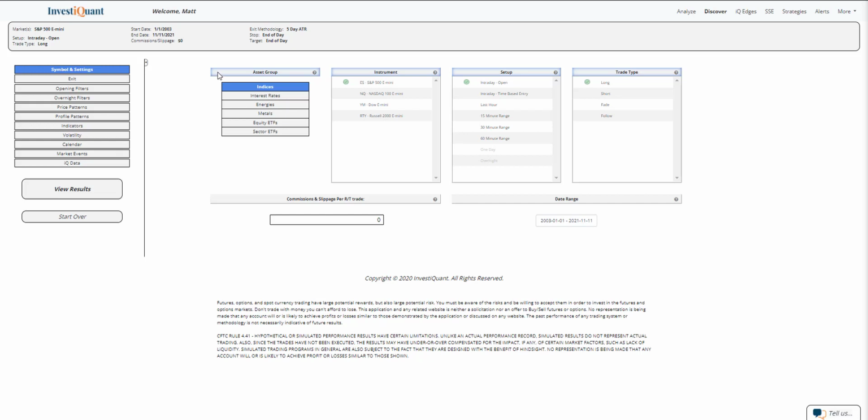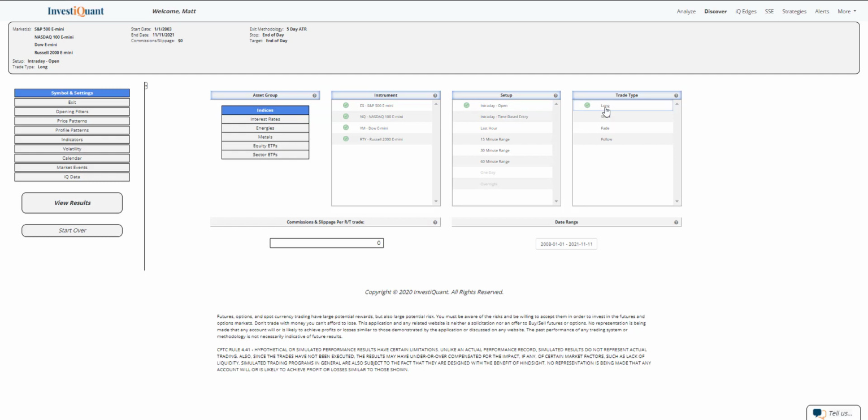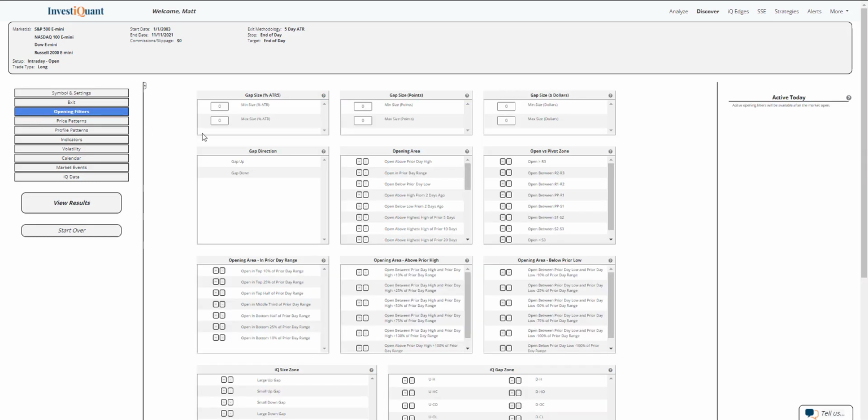So let me go ahead and set this up and show you how to do it here in Discover. We'll grab all four instruments. The setup's based upon entering the market long at the open of regular trading hours, 9:30 a.m. Eastern Time, exiting at 4:15 p.m. Eastern Time. If we go to opening filters here, I'm going to add gap up in here since we are lifting in this overnight session.